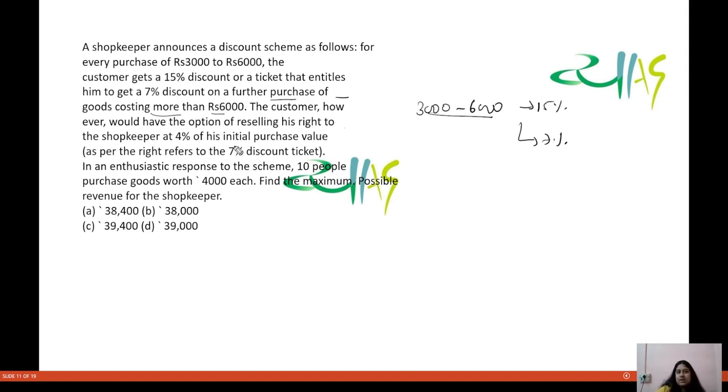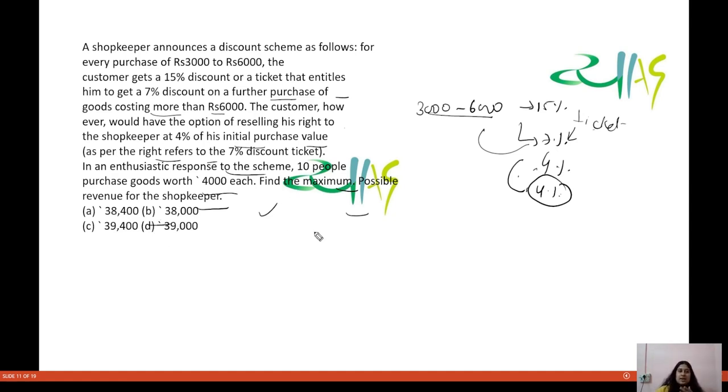The customer, however, would have the option of reselling his right to the shopkeeper at 4%. So whenever he is getting this ticket of 7% discount, the customer is saying that I will give you this ticket back and you give me 4% discount. Because the right means the 7% discount ticket.